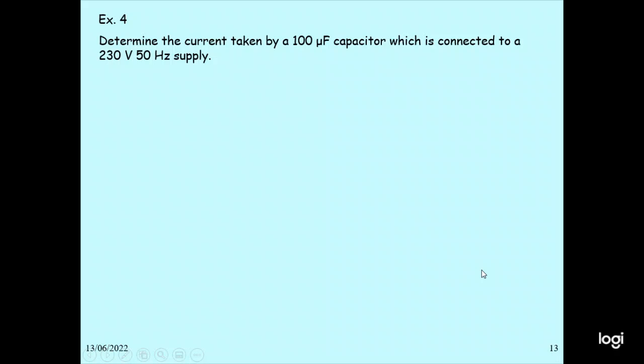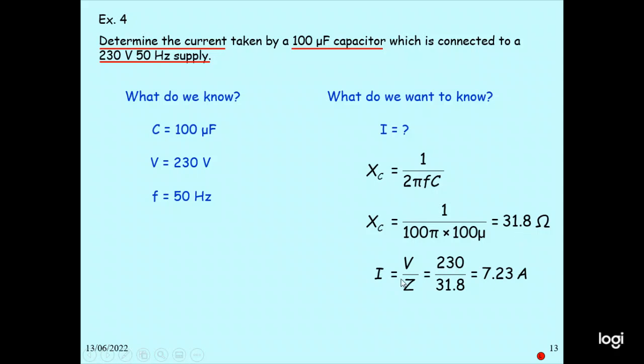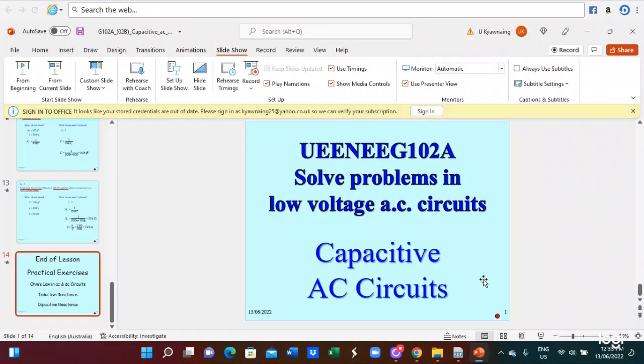Determine the current taken by a 100 microfarad capacitor which is connected to a 230 volt 50 hertz supply. What we know is that capacitance is 100 microfarad, voltage is 230 volt, frequency 50 hertz. We have to find the current. So X equal to 1 by 2 pi f C, 1 by 2 pi times 50 times 100 microfarad, you get 31.8 ohm. I equal to V by X, 230 by 31.8, 7.23 ampere. Then you have to do the practical exercise.